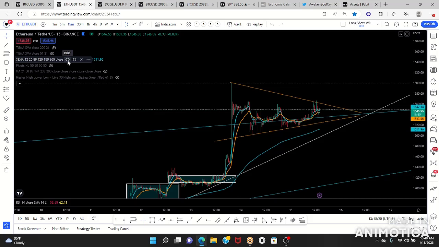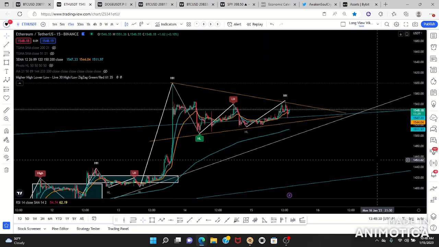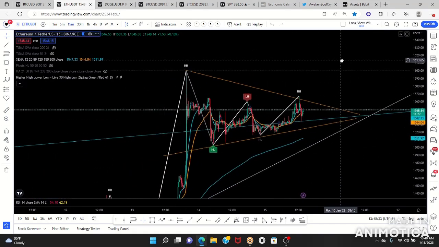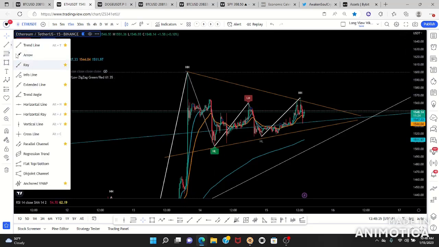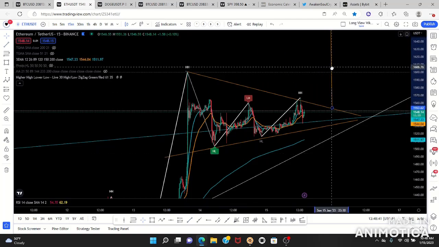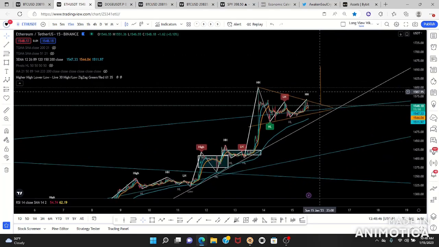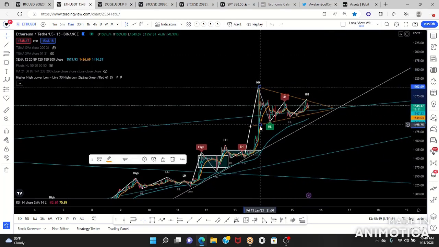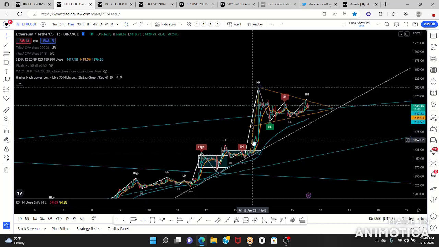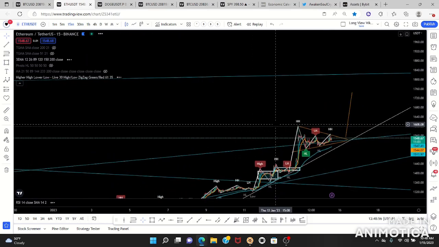So now that we're here, that's why I decided to start using the higher high, lower low, because it gives me such a great visual of the pattern or what's happening. So within this bull flag that I see, I'm going to get the measured move. Oh, now that I think about it, would it be the whole flagpole, right? It's just interesting how this could play out.